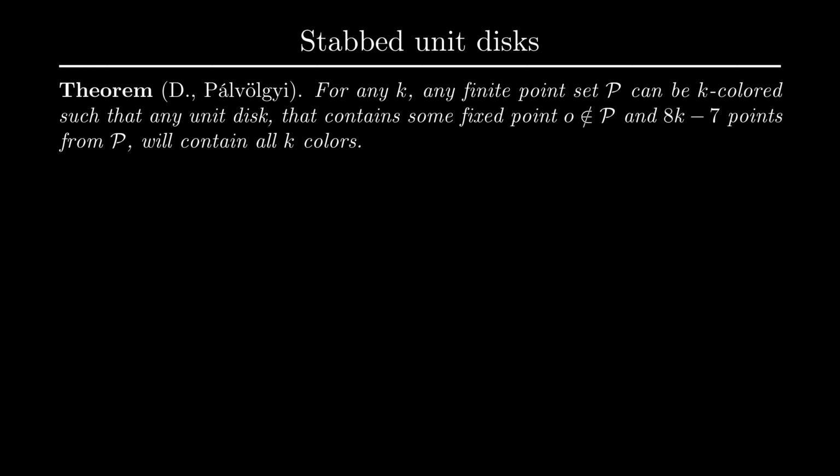If we have a family of unit disks that are close to each other, which can be captured as they all have a common point, then we can always k-color the points such that each disk that contains at least 8k-7 of them will contain all k colors. For k equals 2, this shows that we cannot create a construction where the disks are very close to each other, each contains at least 9 points, and the hypergraph is non-two-colorable.